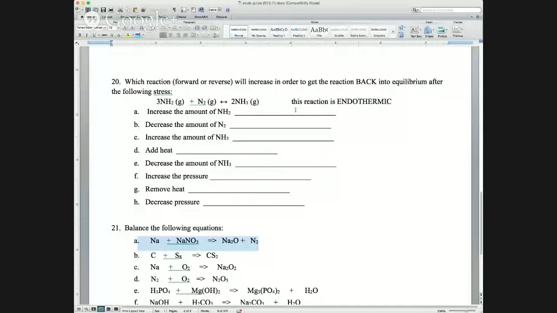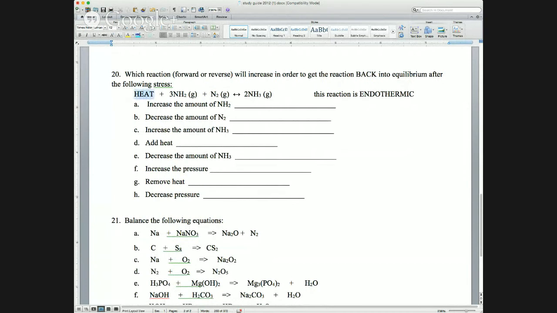Okay. So this reaction is endothermic. So what you would do, being the responsible students you are, is write "heat", because you would want it there to remind you that heat is a reactant.